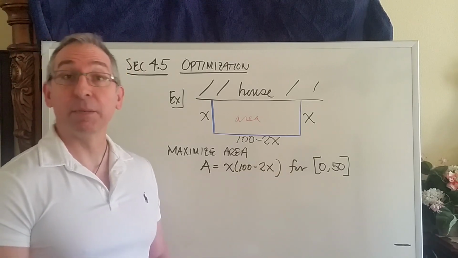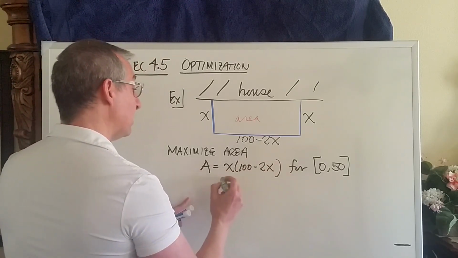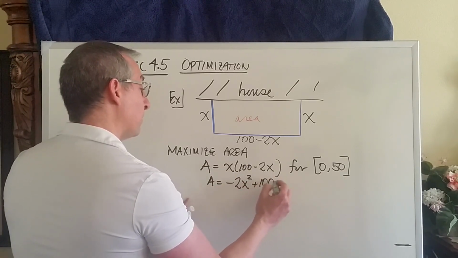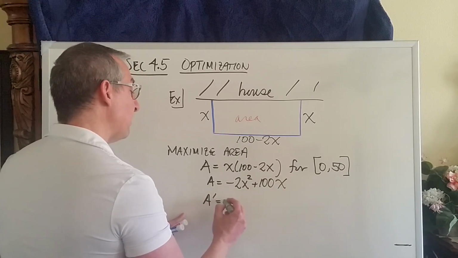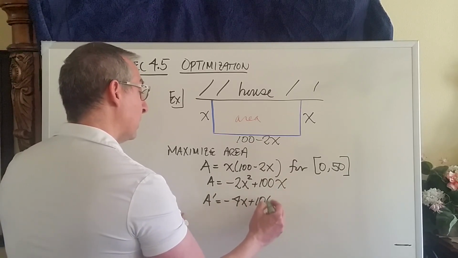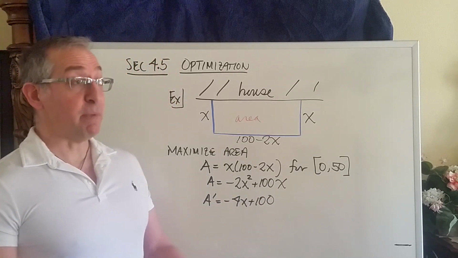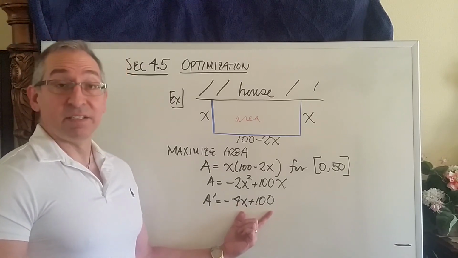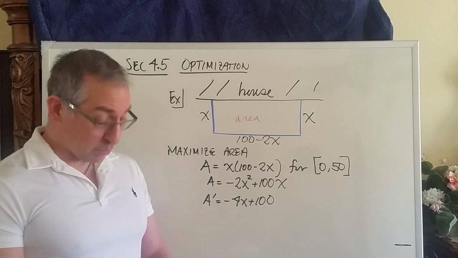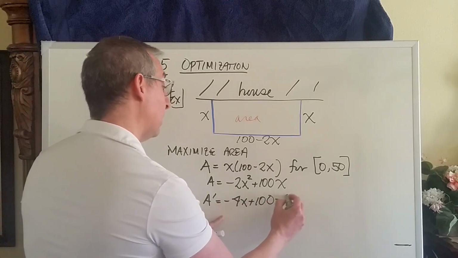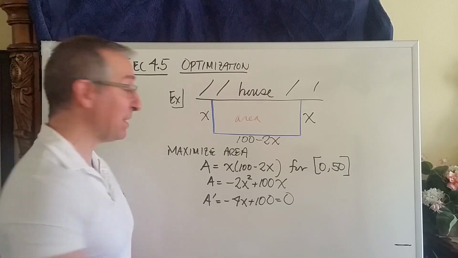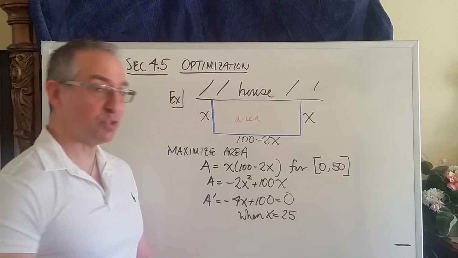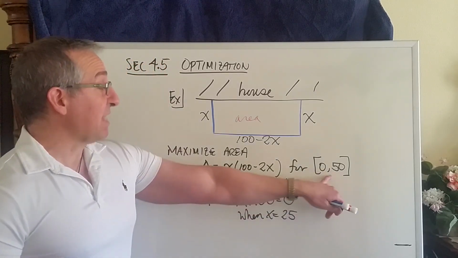Okay, let's go get the critical number. First, I'm going to simplify this. Okay, find its derivative. Now you're looking for critical numbers. Remember, where are critical numbers? It's where the derivative is either 0 or undefined. This derivative is not undefined anywhere, so you're not going to get a critical number that way. The only other way to get a critical number is to force that thing equal to 0. When does that happen? When x is equal to 25. Now 25, that is in here.